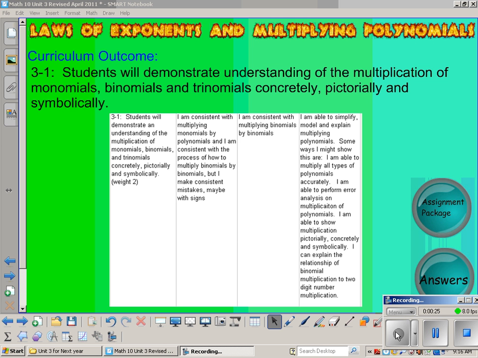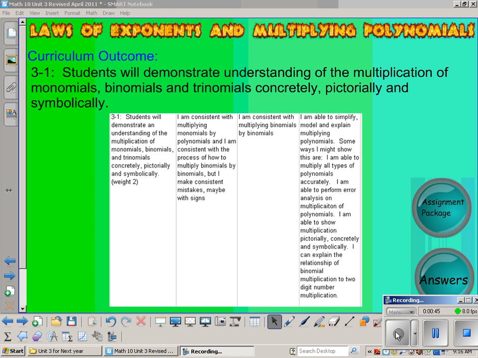with the process of how to multiply binomials by binomials, but maybe you make consistent mistakes, maybe they are with signs. To be a level 3, you are consistent with multiplying binomials by binomials. And to be a level 4, you're able to simplify, model, and explain multiplying polynomials.